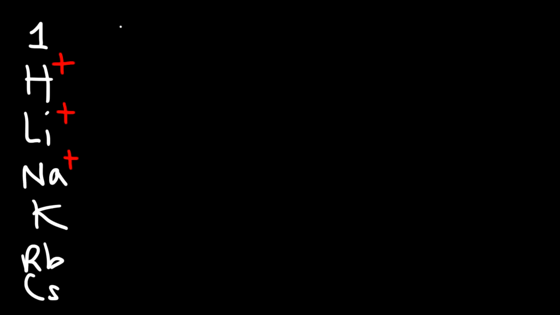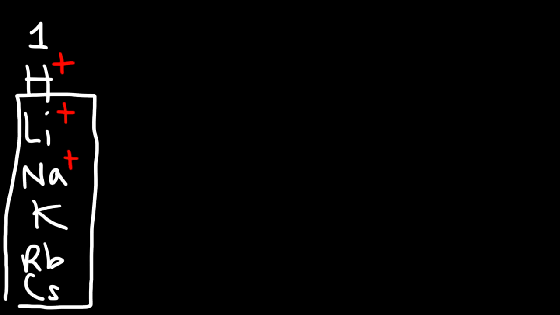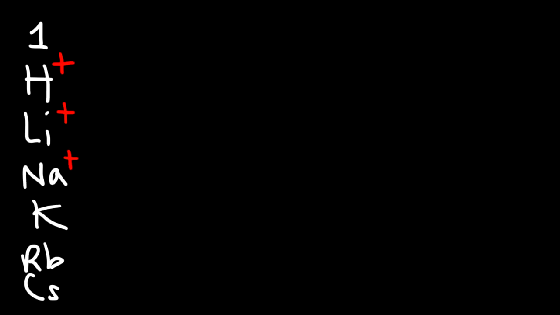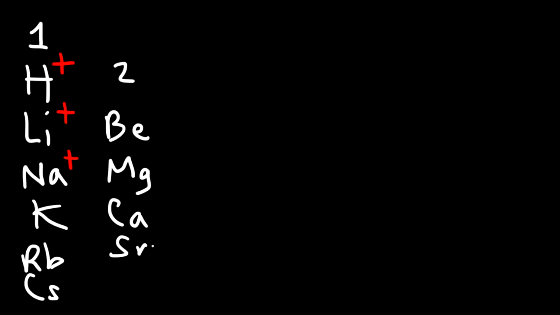Now, by the way, the metals in this group, not hydrogen, but lithium, sodium, potassium, rubidium, and cesium, are known as the alkali metals. You need to know that name as well. Now, in group 2, you have elements such as beryllium, Be, and then Mg, which stands for magnesium, and then Ca, calcium, Sr, strontium, Ba, barium. These elements are called the alkaline earth metals, and as an ion, they form a positive 2 charge.